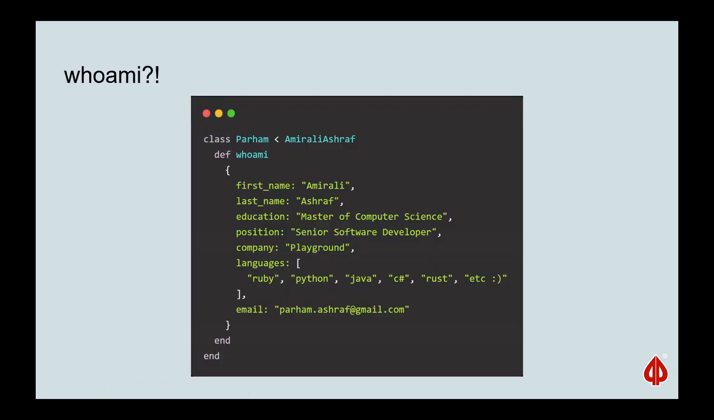Andy gave you a bit of background from me. I'm Amir Ali Ashraf. People know me as Parham, so it's the same stance inherited. And I'm a Master of Computer Science, Senior Developer at Playground. I know Ruby, Python, Java, C#, Rust. And also you can contact me on my email, parham.ashraf@gmail.com, whenever you like.